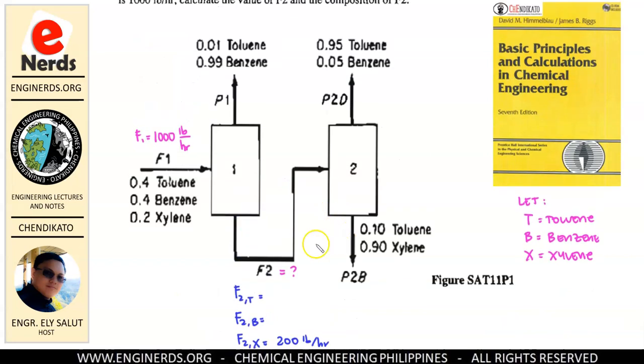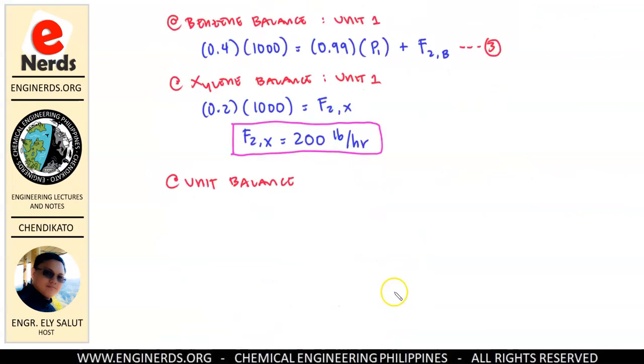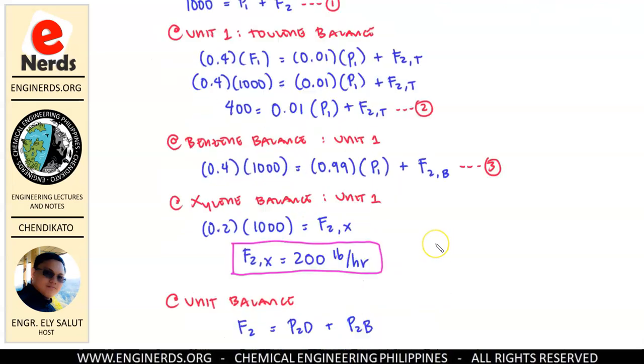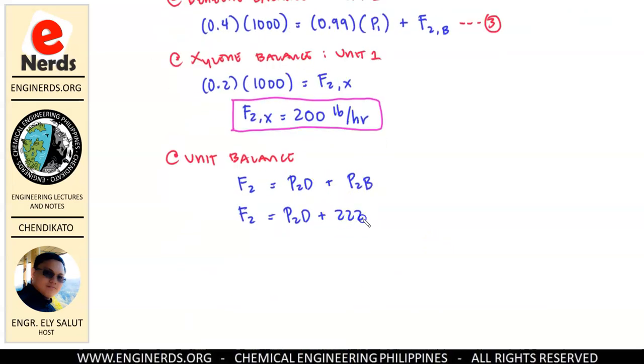As you can see, ang pumapasok is F2, ang lumalabas is P2D and P2B. So we can have our unit 2 balance as F2 is equal to P2D plus P2B. We don't know the value of F2 and P2D, but we know the value of P2B. We already calculated that earlier. So our value of P2B is written here as 222.22, and let us have this one as equation number 4.